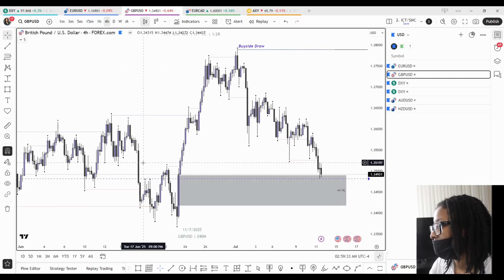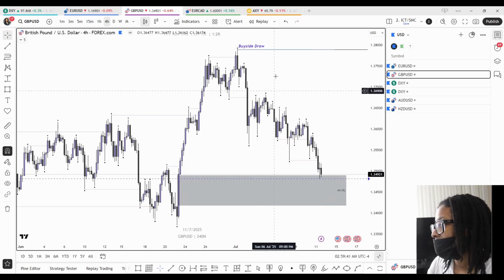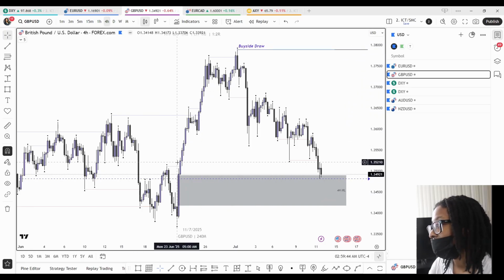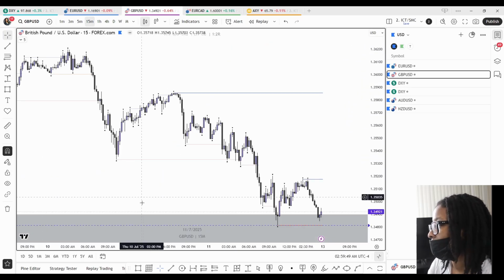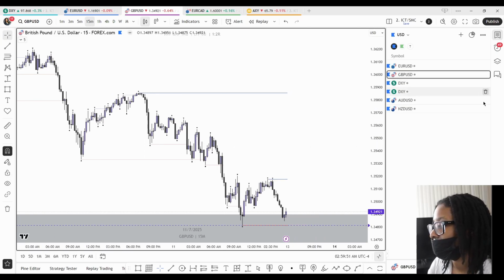Got on some more, and the only gap that I see is right about here. We mark that up as our 4-hour, and this is our buy draw. I don't know if we're actually gonna get up there, but hey. Now on the 15-minute, this is what I want price to do.